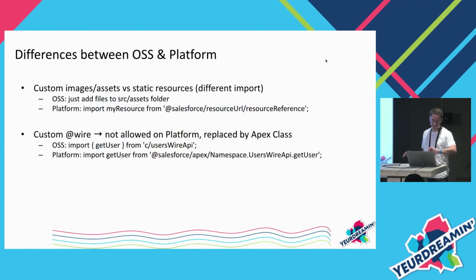So just to explain differences between OSS and platform, you can't use exactly 100% the same component. Of course, if you call platform-specific imports, like static resources or stuff like that, it won't work on Heroku. But it's a few things to change. Instead of importing this, you will just put your asset in your asset folder. Same here. I was using my custom Wire API that I built locally. I can't do it on the platform, so I replace it by an Apex class. Of course, I had to write the Apex class, but it's one line to change it.